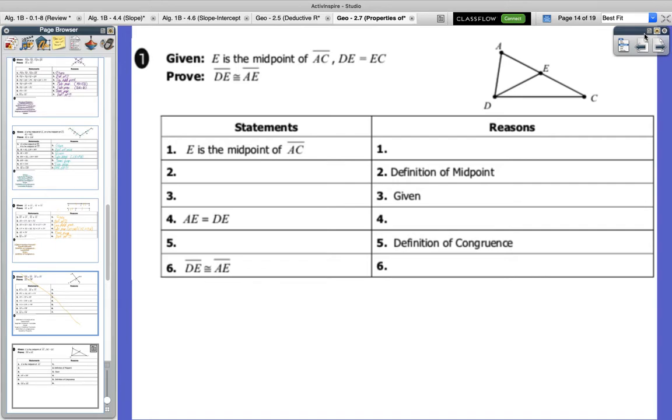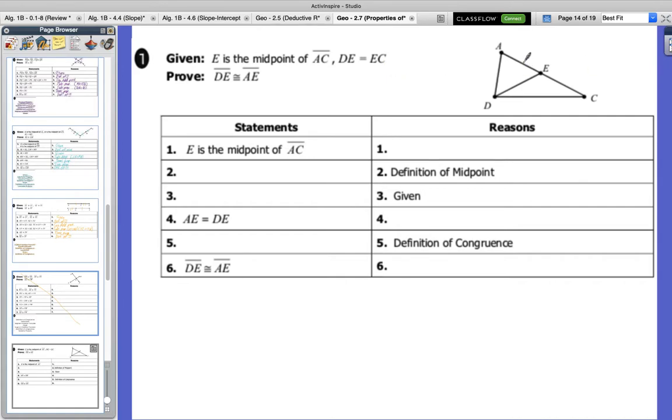7, this one, we have some stuff on the left missing, we have some stuff on the right missing, okay? So it's kind of a hodgepodge here. Now we're told in our picture that E is the midpoint of segment AC, and segment DE has an equal measure to segment EC. Let's mark that on the picture.